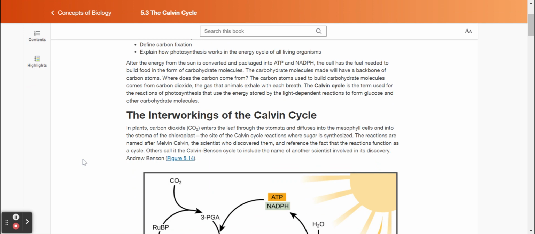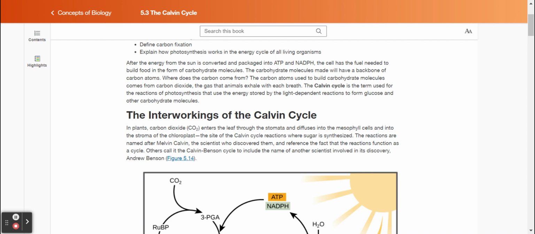After the energy from the sun is converted and packaged into ATP and NADPH, the cell has the fuel needed to build food in the form of carbohydrate molecules. The carbohydrate molecules made will have a backbone of carbon atoms. Where does the carbon come from? The carbon atoms used to build carbohydrate molecules come from carbon dioxide, the gas that animals exhale with each breath.